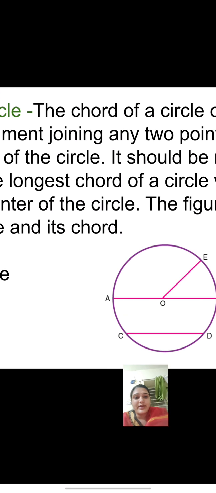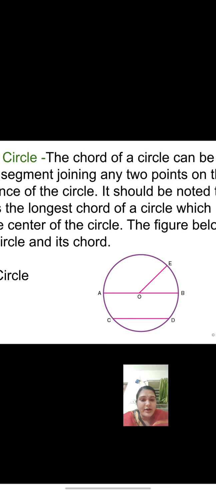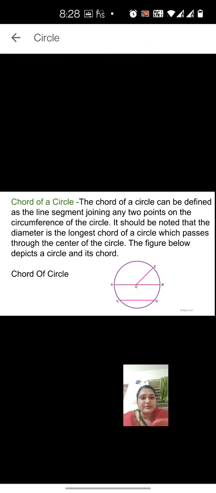In this diagram, you can see that two points C and D are in opposite directions and we are joining them with the line segment CD. So this is known as a chord. Another case is AB. A and B are on opposite sides of a circle. We are joining these points, and the line segment joining these points passes through the center. Then this chord is known as a diameter. So we can see that diameter is the longest chord of the circle.